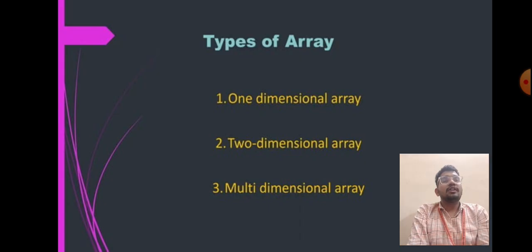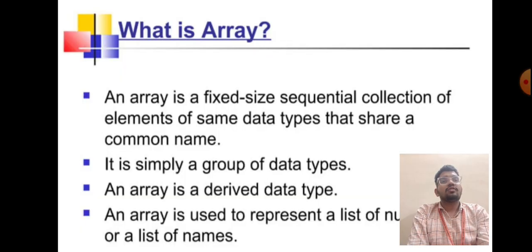There are three types of arrays: one-dimension array, two-dimension array, and multi-dimension array. What is an array? An array is a collection of homogeneous elements of the same data type. An array is a fixed size sequential collection of elements of the same data type that share a common name. It's simply a group of data types. An array is a derived data type. An array is used to represent a list of names or numbers.